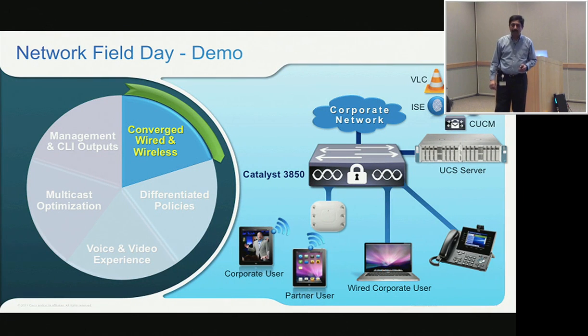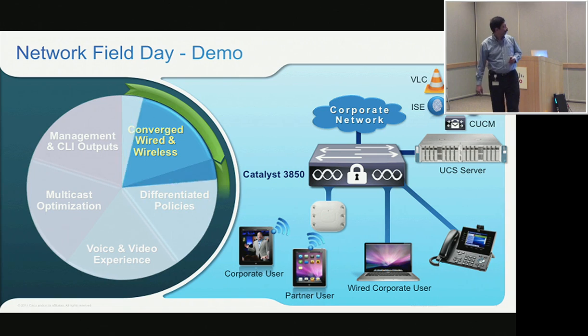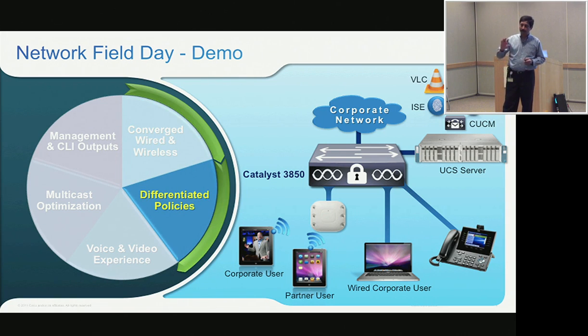As I mentioned earlier, we have a phone, we have a wired corporate user, and we also have an access point. We're connected with two devices, a personal laptop and a personal iPad from a partner, and a corporate iPad where it's been provisioned and onboarding is done. Then we saw the differentiated policies, where the personal iPad was able to access the internal website, whereas there was a denial for the partner user because it was a guest application.